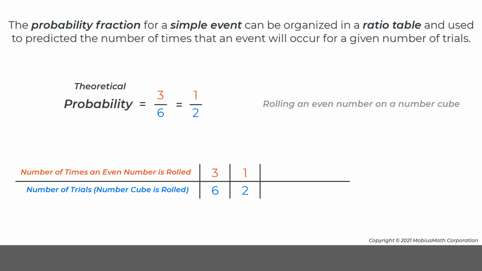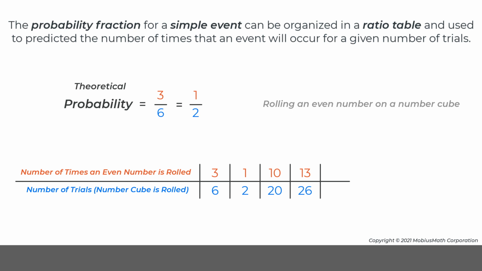When a number cube is rolled 6 times, the predicted number of times an even number is rolled is 3. When a number cube is rolled 2 times, the predicted number of times an even number is rolled is 1. Other predictions can be made by generating other equivalent ratios, by scaling both values in the probability ratio, or by combining like values in 2 different ratios.